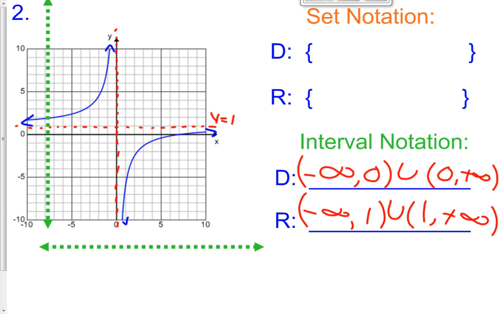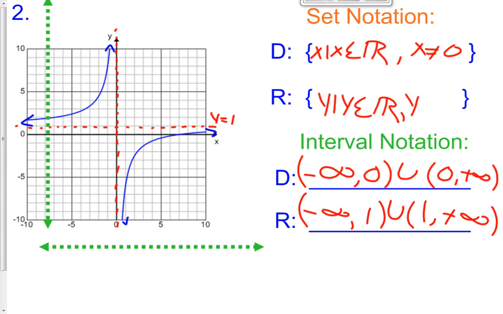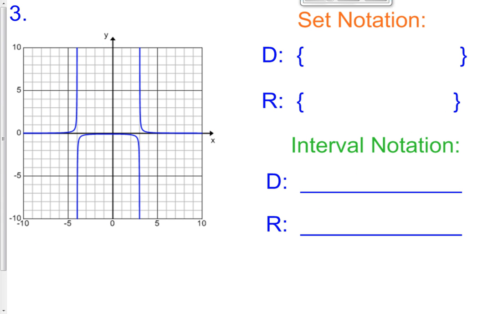So for both of these, it's x such that x belongs to all the real numbers, and y such that y belongs to all the real numbers, except there's one x value that does not exist. That is, x cannot equal 0, and there's one y value that cannot exist. That's y cannot equal positive 1. So there we have our domain and range in set and interval notation for number 2. You guys pause the video and try number 3 and number 4 on your own. This one's kind of crazy.